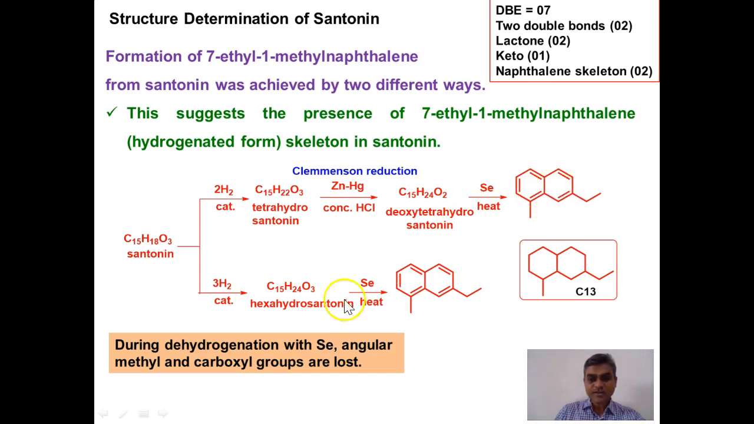The same molecule is obtained again from hydrogenation. Here complete hydrogenation is performed. The carbonyl group is converted into hydroxyl and the two double bonds are converted to saturated hydrocarbon. So we get hexahydrosantonin, and the distillation of hexahydrosantonin with selenium again results in the formation of 7-ethyl 1-methyl naphthalene. The formation of 7-ethyl 1-methyl naphthalene is possible only when we assume this skeleton is present in the Santonin molecule, because in both cases we are getting a methyl here, and we are also getting the linkage of the ethyl group on this side.